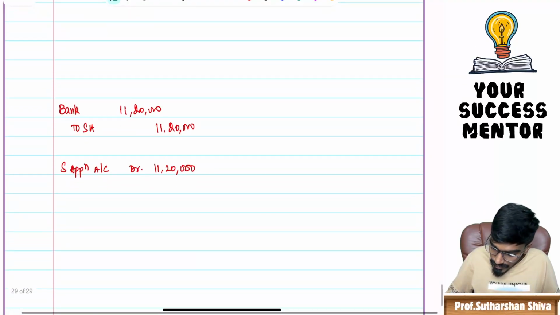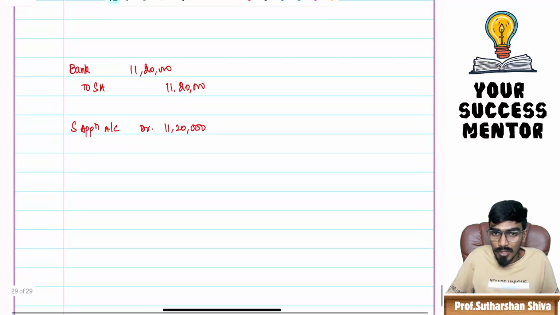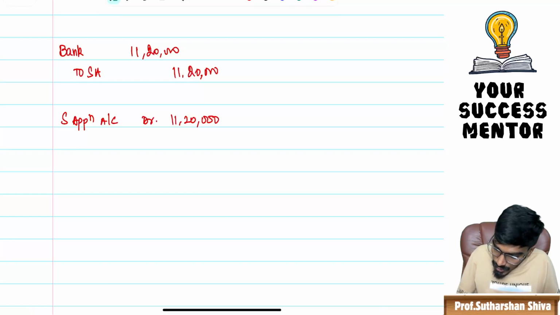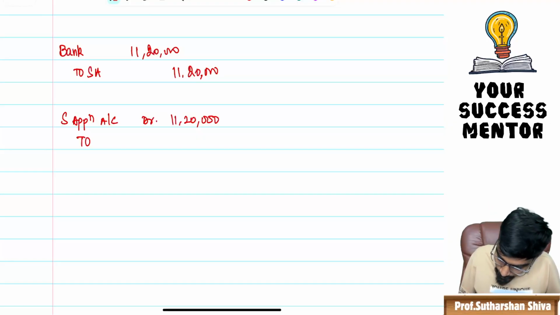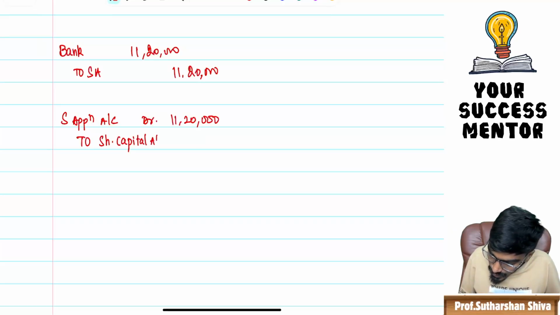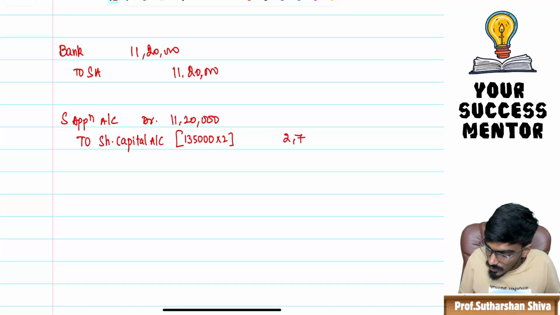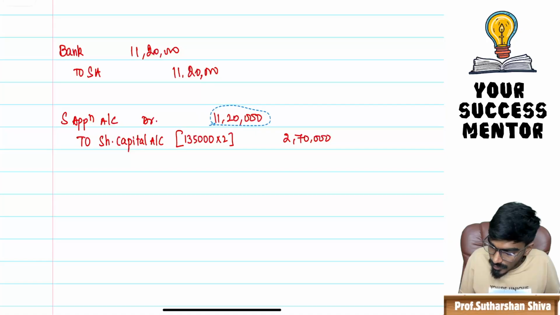So the same share application 11 lakh 20 we wrote. On that, you tell me, to share application. What is to share application? It is 11 lakh 20. To share capital, always the share capital will be for shares allotted. So it is only with respect to 1,35,000 into 2 rupees, which eventually gives you 2,70,000. Correct? Till this point, everybody understood?